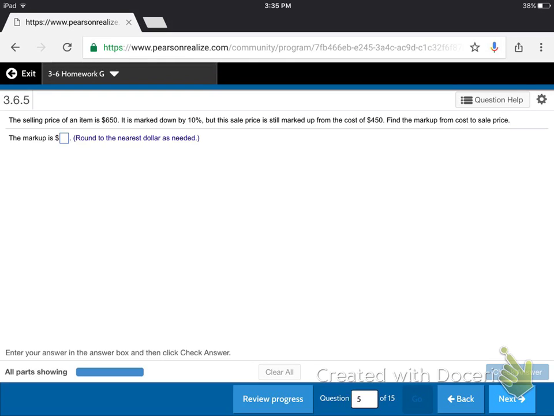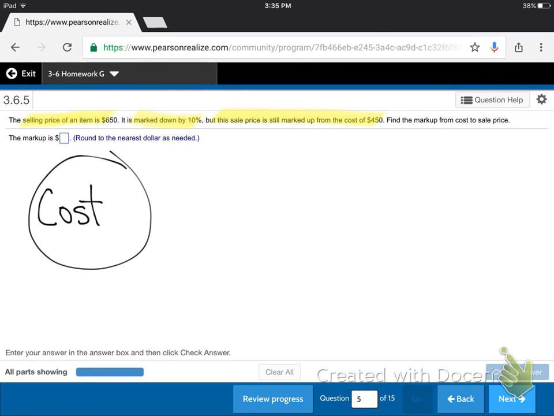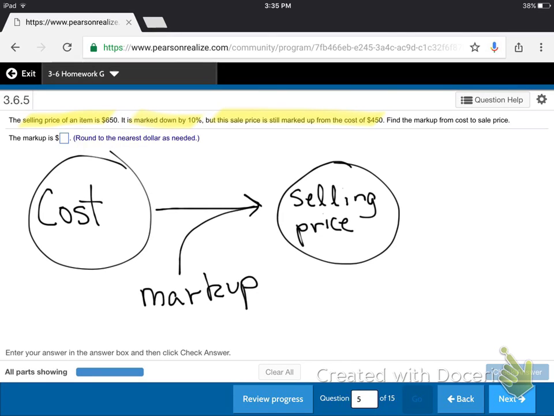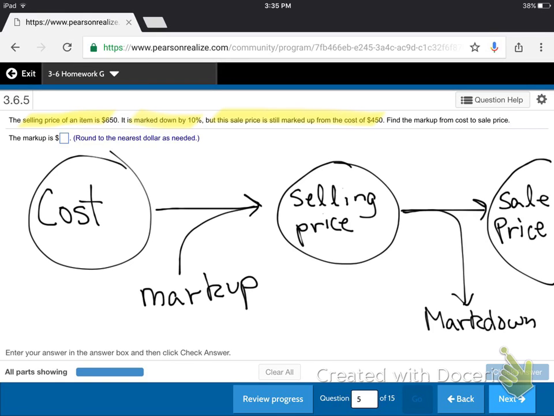So I'm going to pause here and reintroduce this. Let's go back to that drawing. You start off with the cost. This is what a company pays for an item to get it into their store. And then you add in the markup to get your selling price. Once you're at your selling price, you pull out your markdown to get your sales price. We've already seen this twice. You're subtracting out markdown: selling price minus markdown is sales price. Cost plus markup is selling price.